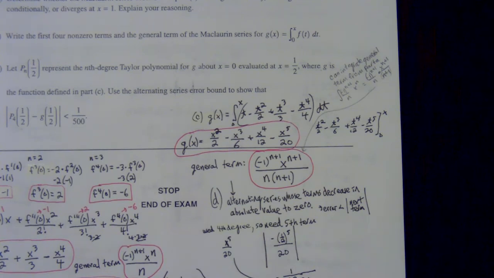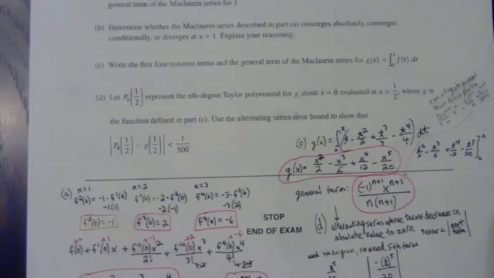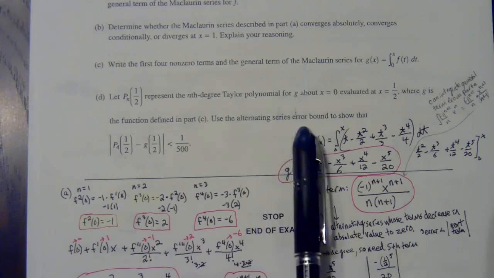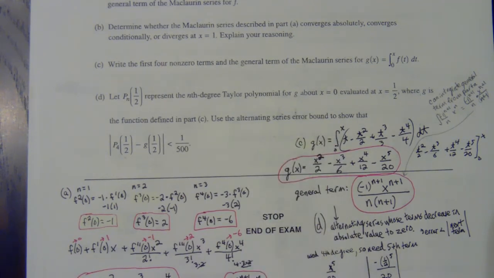You just got to make sure you read to make sure if it asks for the general term. It doesn't always, but make sure that you give that, or give an attempt at giving that, if it asks for that. All right, now letter D. This is something we're used to. This is just finding the next term. It uses the phrase alternating series bound. That's good. That's just going to be the next term in the problem right there.